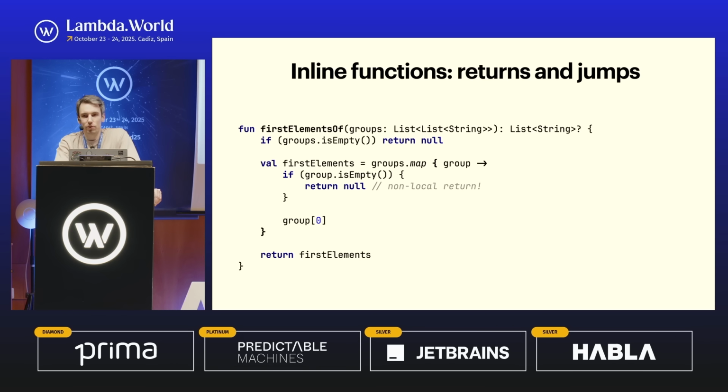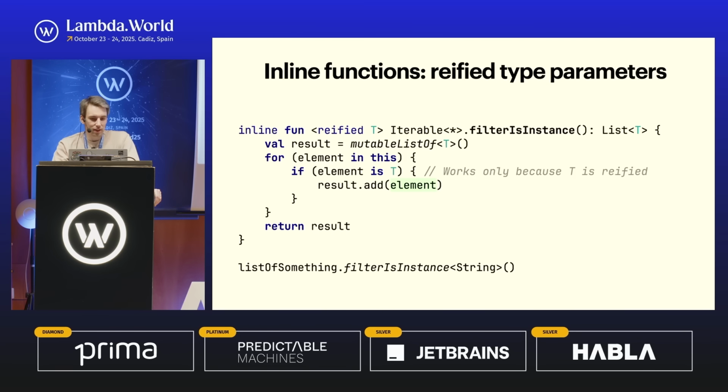I don't have to introduce a Boolean variable where I note that there's actually an empty group inside, so that after my map operation I check it and return null. That's not necessary. It's possible just to make a non-local return from the function altogether.